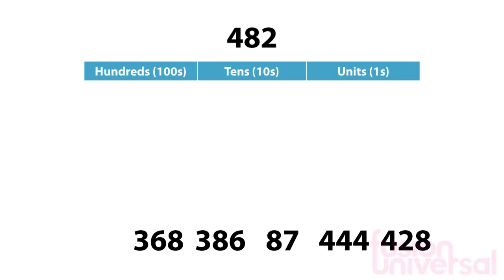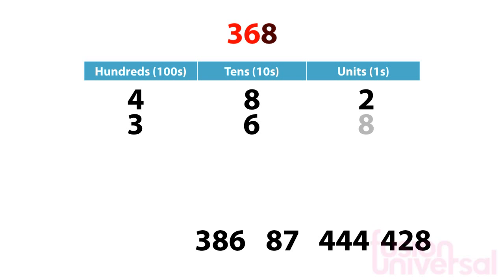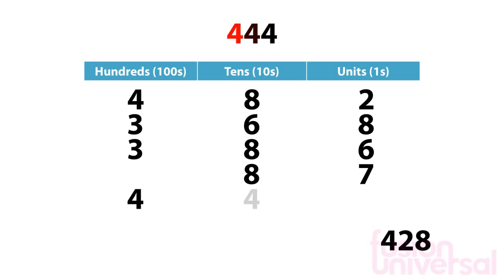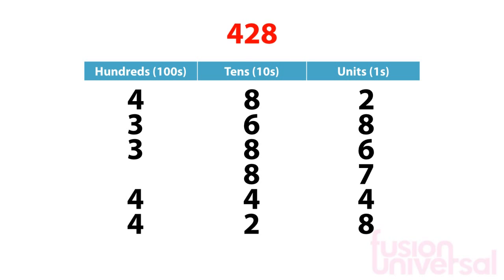The first number in our list is 482, and we then move each digit into the correct column. 482. We can now do this with the rest of the numbers. 368, 386, 87, 444, and 428. We have now placed all the numbers in the table.